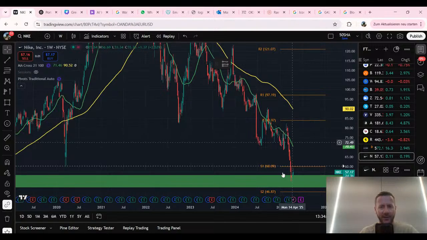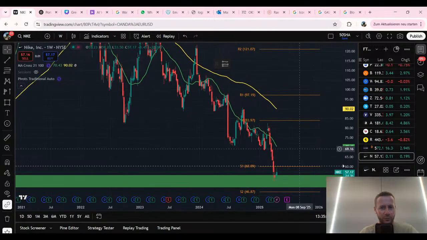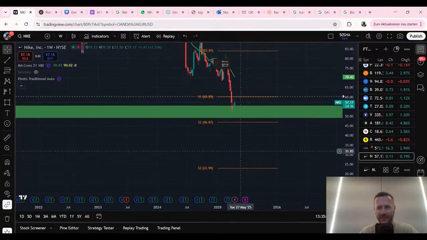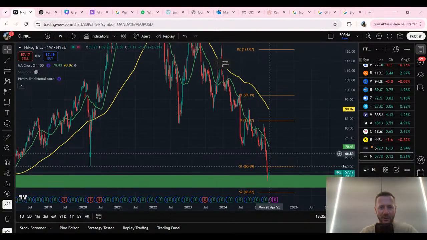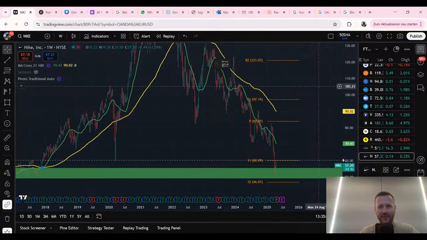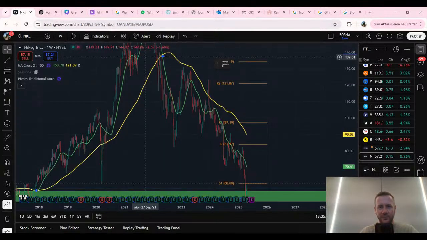Because imagine, from here where it should go, for sure not down to this area here, because it's a clear support, a clear low, but also a perfect discounted price to buy in after this huge drop. And on top of that, guys, you're going to cash in a very, very nice dividend.